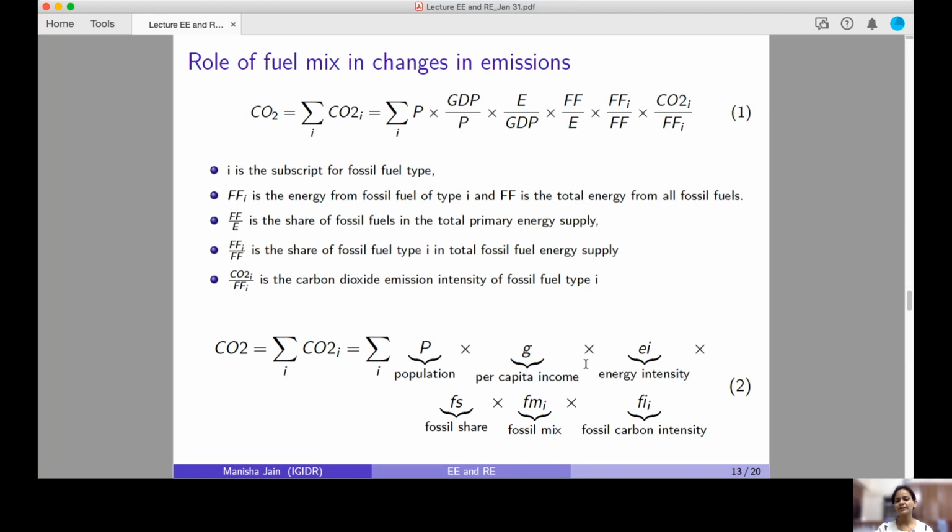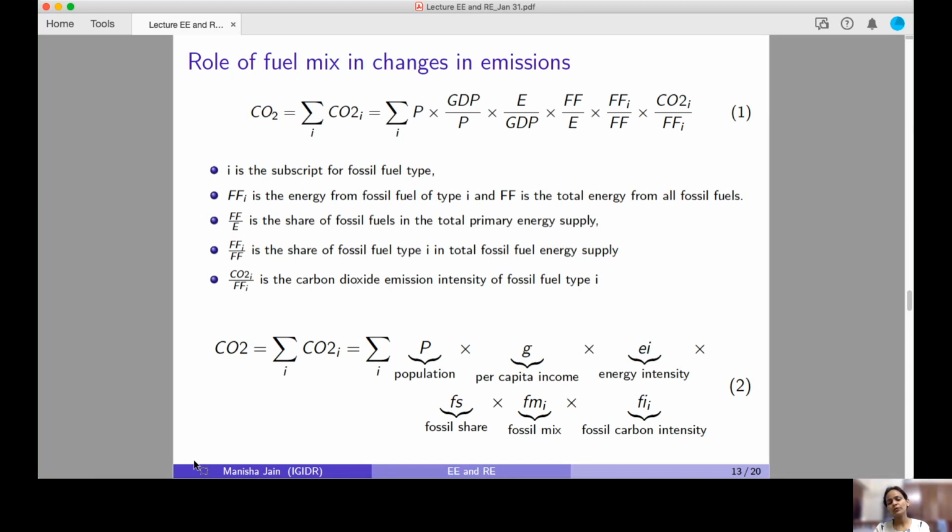Now we can give these terms different nomenclature. G becomes per capita, EI becomes energy intensity, FS is fossil share, FM is fossil mix, and fossil carbon intensity is FI. Now see, this is from the supply side. Supply side means looking at the energy supply, looking at the emissions using energy sources entering into the economy, not in terms of what is getting consumed.